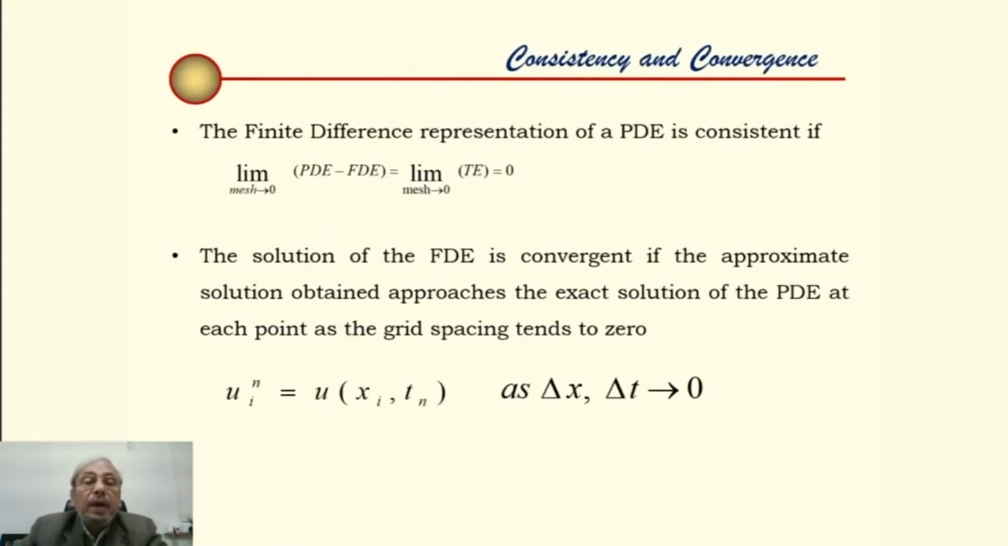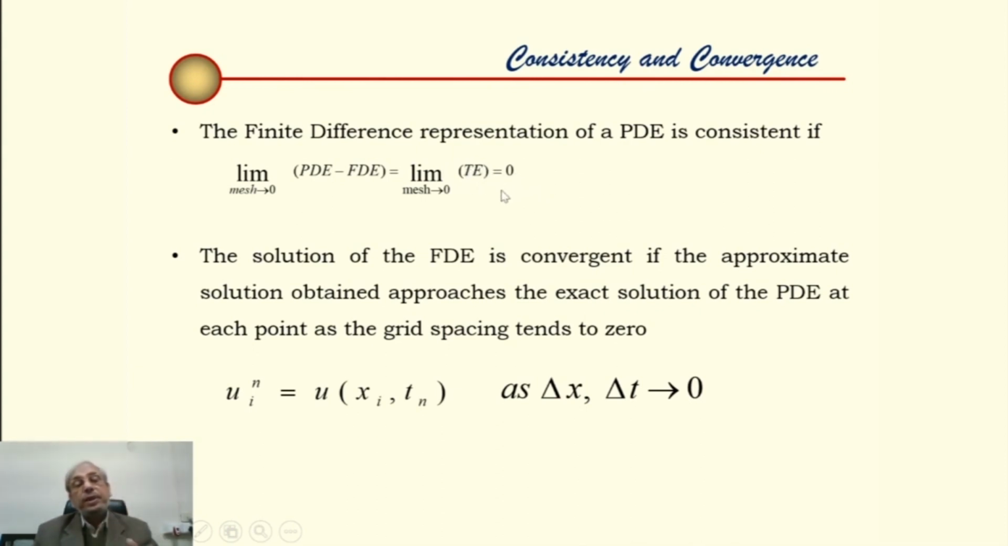Now also we have to see that the finite difference representation of a partial differential equation is consistent if, as the limit mesh tends to 0, the partial differential equation minus the finite difference equivalent equals, as limit mesh tends to 0, within bracket, truncation error equal to 0.